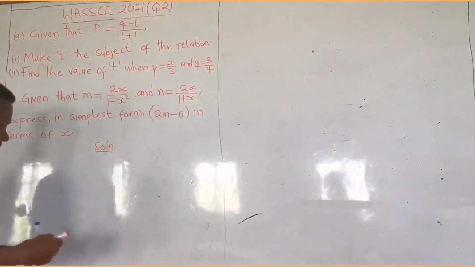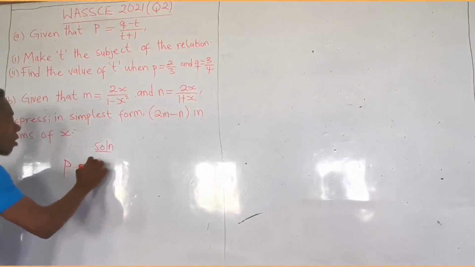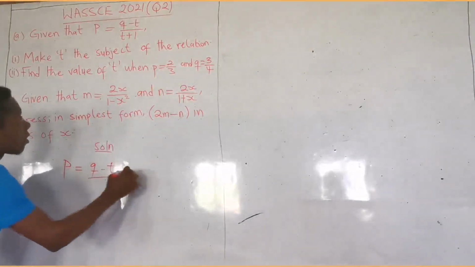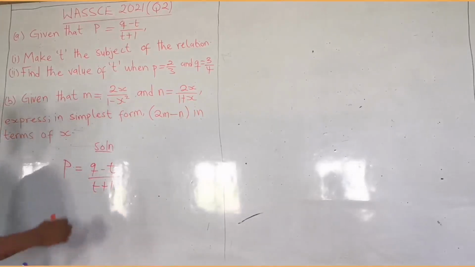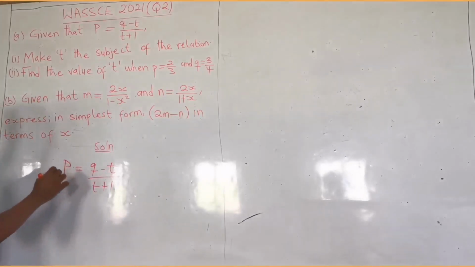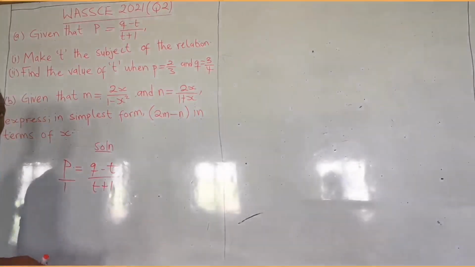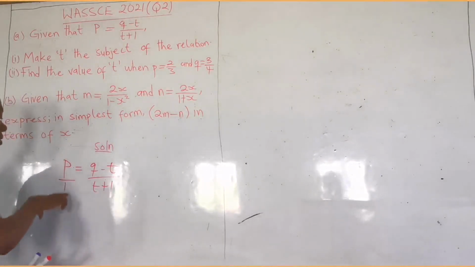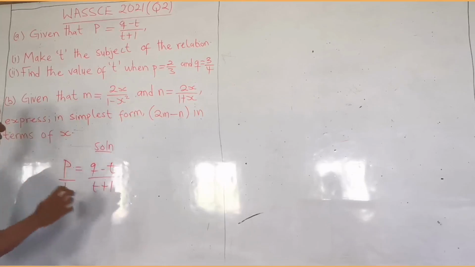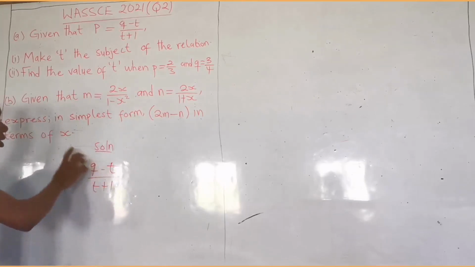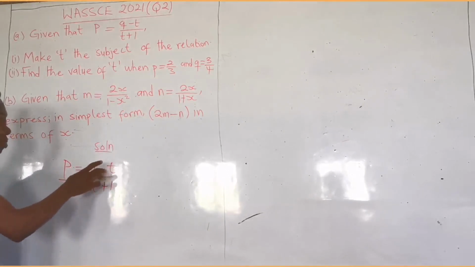So we have P is equal to Q minus T all over T plus 1. You realize that P is a whole number, so divide by 1. Once you have these terms at both sides of the equation, all you can do is take the T plus 1 and multiply by the P, and take the number 1 and multiply by Q minus T.